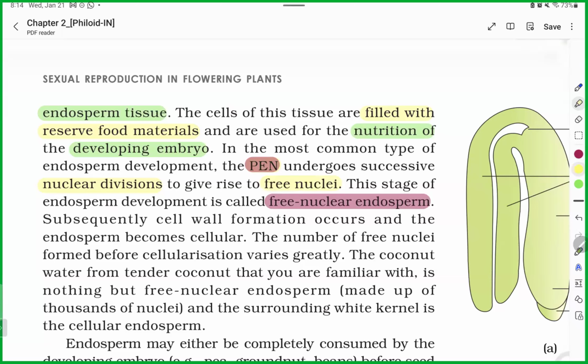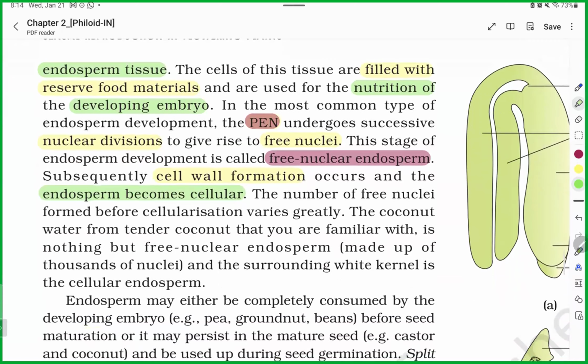But later on, proper cell wall formation will occur, and the same free nuclear endosperm will become cellular. Correct? And all the nuclei will form before the cellularization. Logically makes sense. If cell is formed after that, no free nucleus can form. So it formed before cellularization, and number can vary in every coconut.